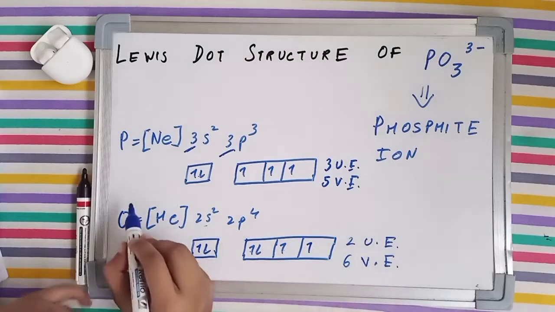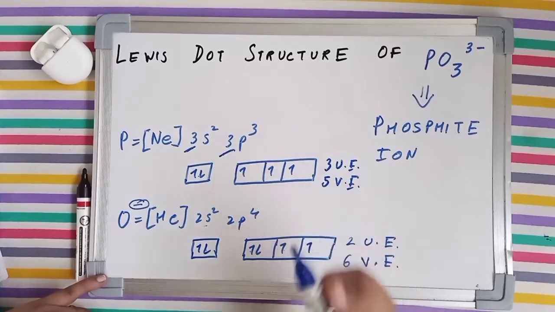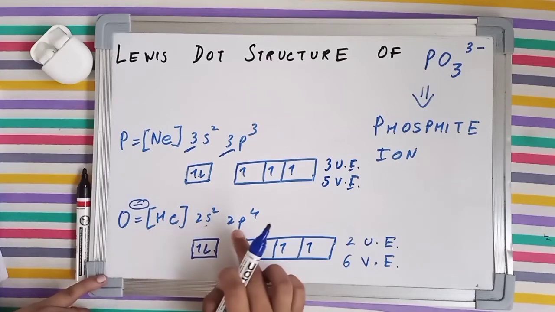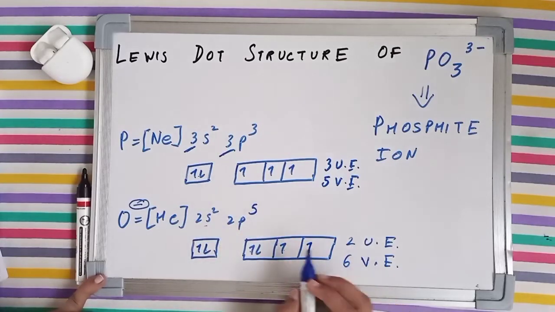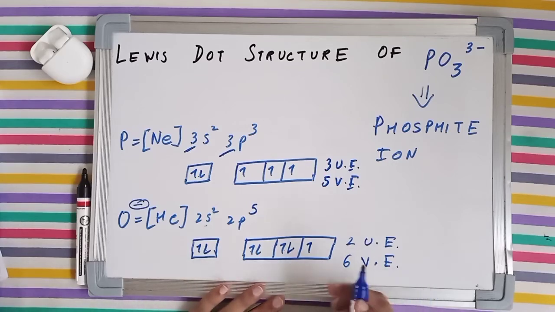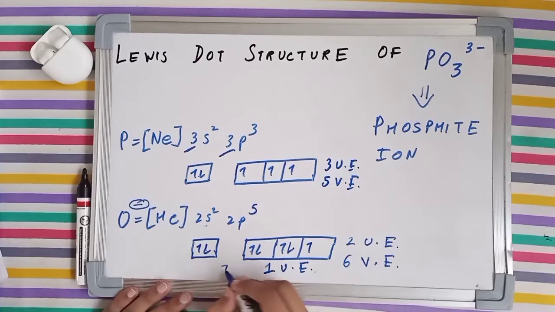Now what would be the case if this was O minus? Minus means negative charge, which means you have gained an extra electron. So now your electronic configuration would be helium and then 2s2, but not 2p4, it would be 2p5. So the 2p subshell would gain an extra electron, and now O minus will make just a single bond because it now has only a single unpaired electron, and the number of valence electrons is 7. I'm going to write it here: 1 UE and 7 VE.